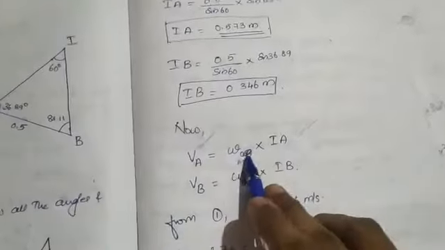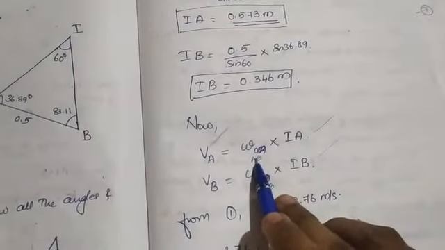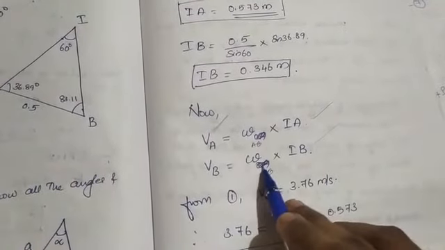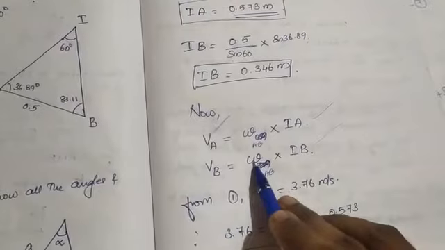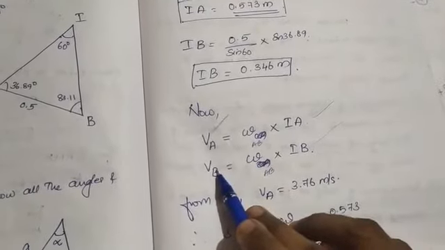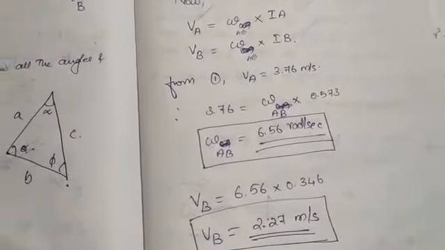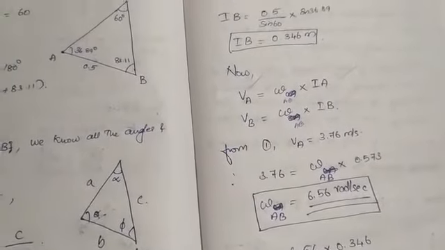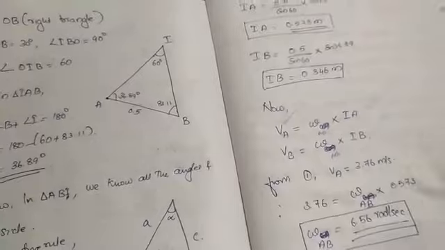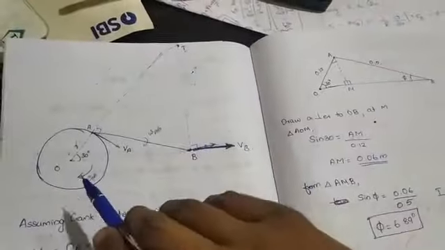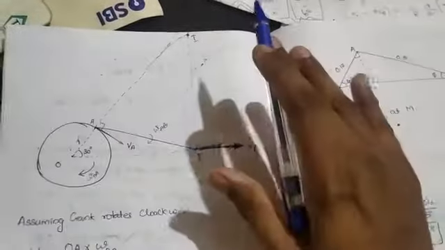So from here you find omega AB, and putting this value in this equation, you know IB and omega AB, you will get VB. Understand? I hope it's clear. So for any problem regarding this reciprocating engine mechanism, you can follow this method. You just need to know this concept, then it's done.